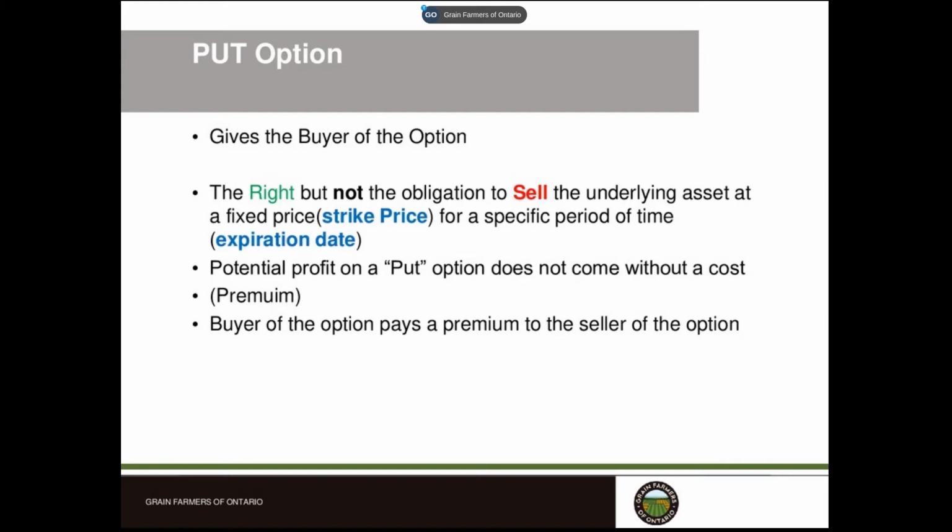So obviously, if this is an option on the futures, it has an expiration, and it will be preceding the actual expiration date of the futures contract. So again, potential profit on a put does not come without cost. There is a premium to be paid. The buyer of the option pays the premium to the seller of the option.